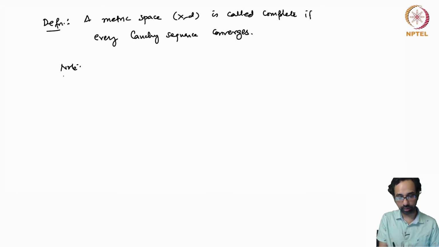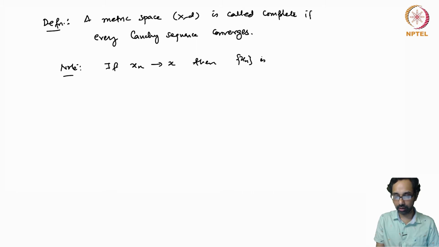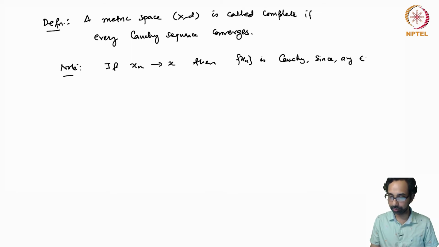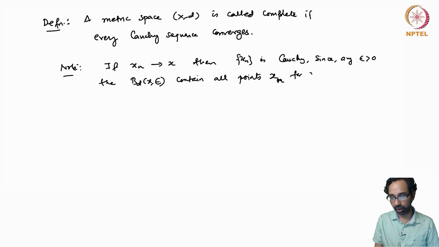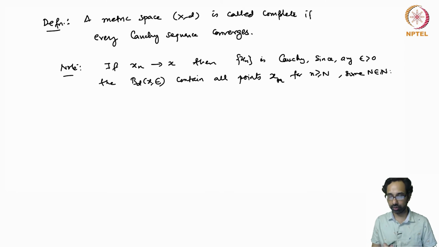Notice that if you assume that x_n converges to, let's say, some point x, then the sequence x_n is Cauchy, since if you consider any epsilon greater than 0, the epsilon neighborhood B_d(x, epsilon) will contain all points x_n for n greater than or equal to some capital N in the naturals. So this is the convergence criteria that we gave.